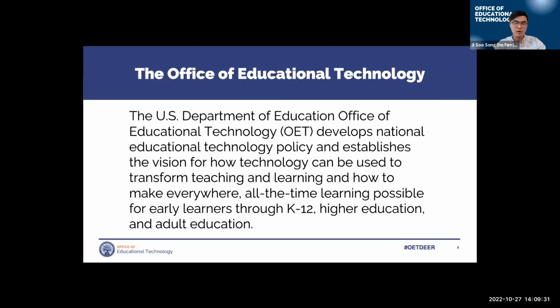So just a brief overview of our office, the Office of Educational Technology. Our role is to develop national educational technology policy and establish a vision for how technology can be used to transform teaching and learning, and how to make everywhere all the time learning possible for early learners through K-12, higher ed, and adult ed. And we carry out this mission in a variety of ways, from issuing practical guidance and policy, strategically investing in design and development, and facilitating engagement and collective action as well. Next slide, please.